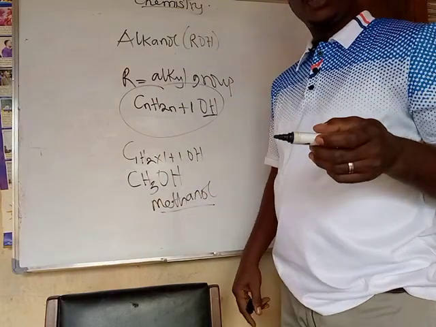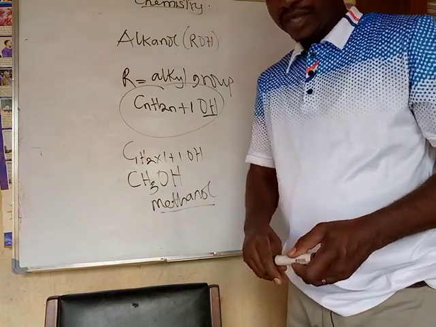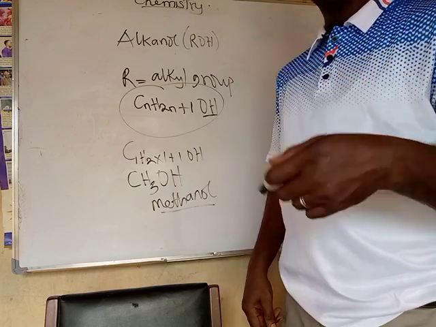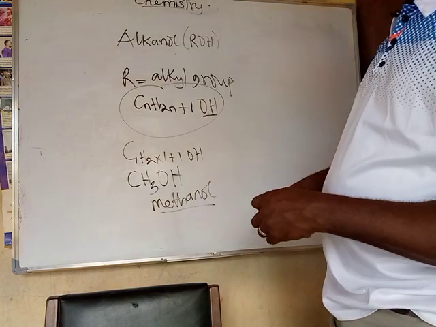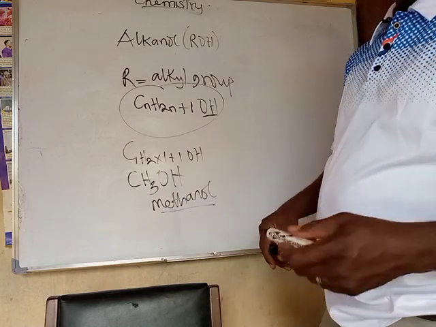Methanol. Don't forget the naming. You remove the E ending of alkane and put your OL. Alkanol is named by replacing the E ending of alkane with OL.